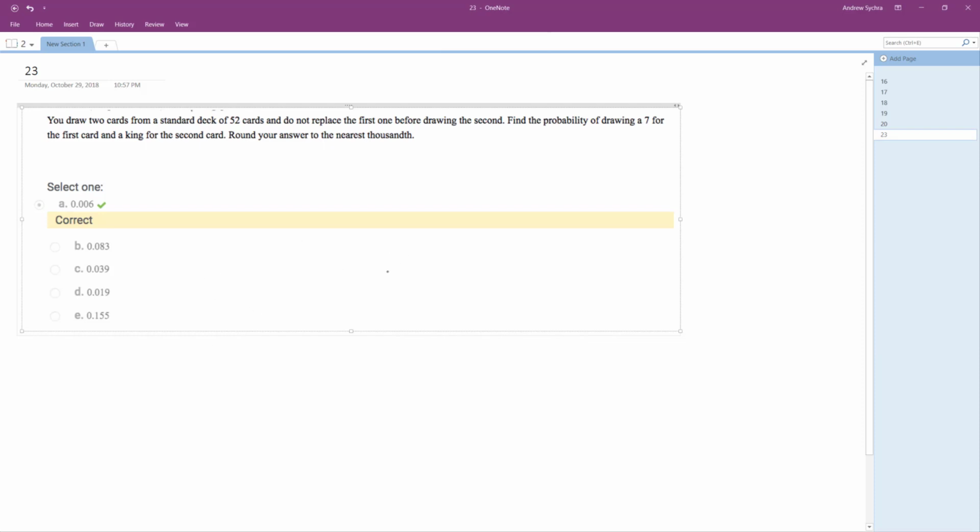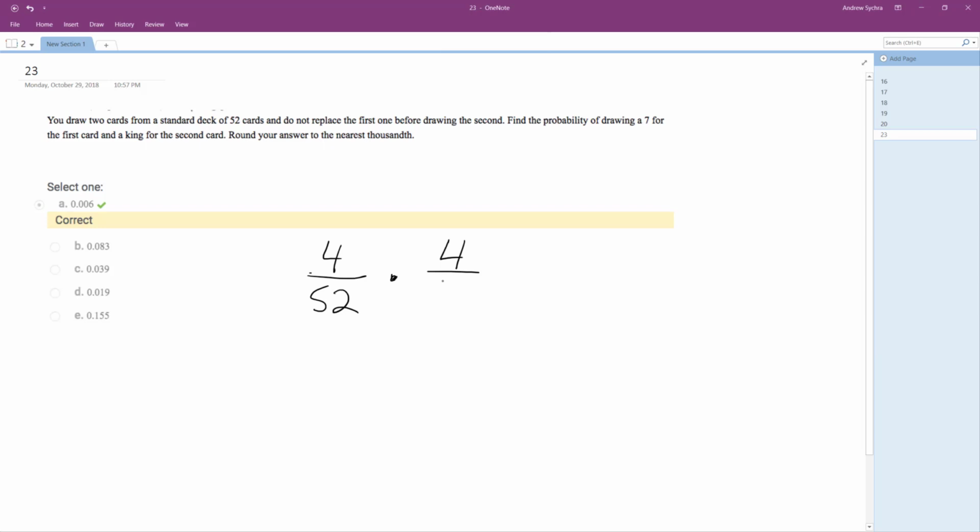So basically what this is going to be, there's 4 7s in the deck, so it's 4 over 52, or 1 over 13, but I'll just leave it like this so you can see. And then our chances of drawing a king after that, because there's 4 kings in the card deck, it's 4 over 51. So we get 16 over whatever 52 times 51 is.